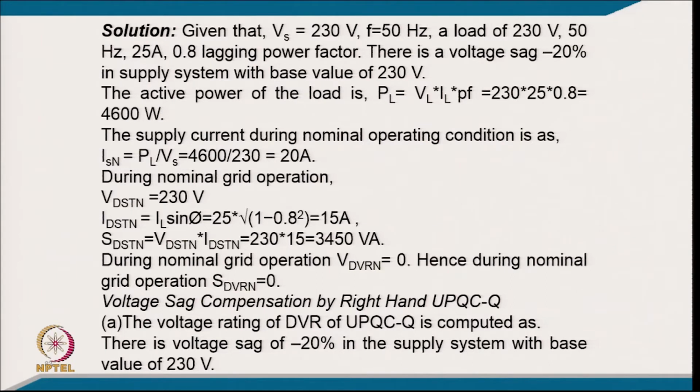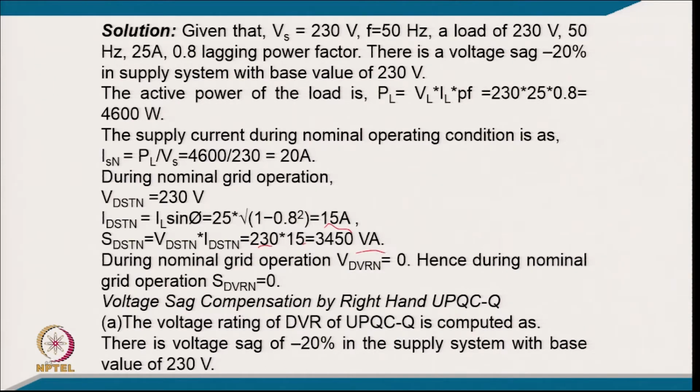The active power of the load is PL equal to VL IL PF. So, this comes around 4600 watt, and the supply current during normal condition is PL upon Vs. So, it comes to 20 ampere, and during nominal grid condition the voltage is typically 230 volt, and ID STATCOM is IL sin phi, that is 25 under root 1 minus 0.8 square. So, it is 15 ampere, and the D STATCOM rating is 230 times 15, that becomes 3450 VA.